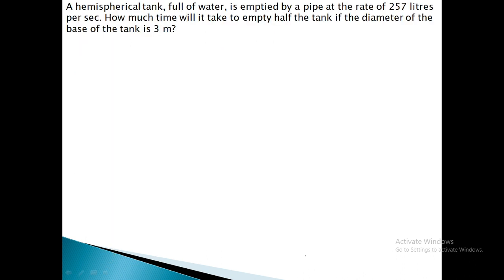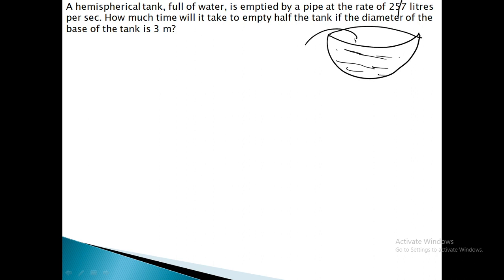Now the next question is, we have to find out how much time will it take to empty half the tank. We have been given a tank in the form of a hemisphere. This is the hemispherical tank, and this tank is full of water, but the tank is emptied by a pipe.